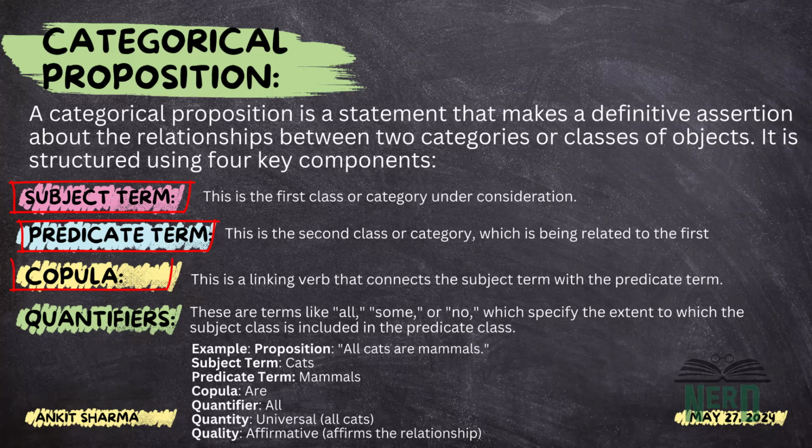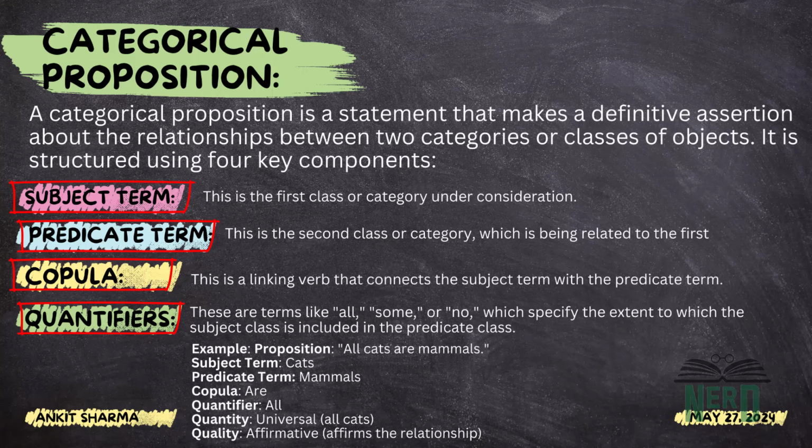Next one is copula. This is a linking verb that connects the subject term with the predicate term. And at the end, we have quantifiers. These are terms like all, some, or no, which specify the extent to which the subject class is included in the predicate class. For example, in the proposition, all cats are mammals, cats is the subject term, mammals is the predicate term, are is the copula, and all is the quantifier. Think of a categorical proposition like labeling boxes in a warehouse.